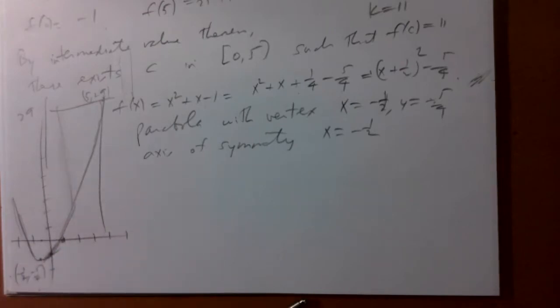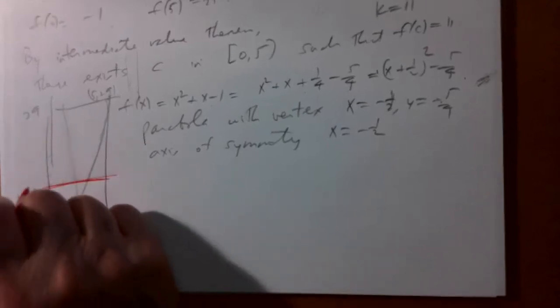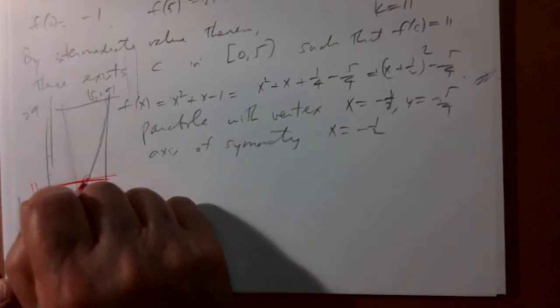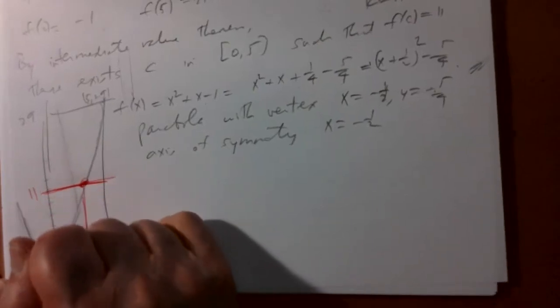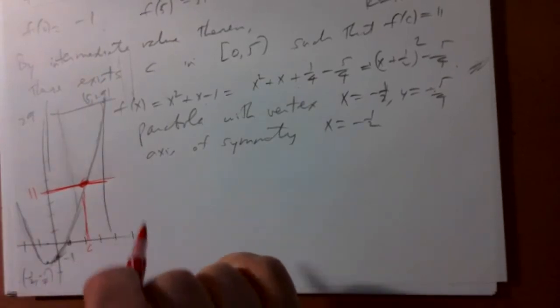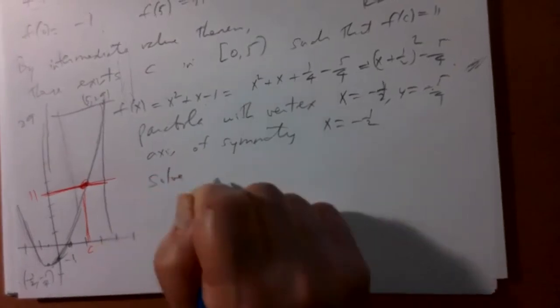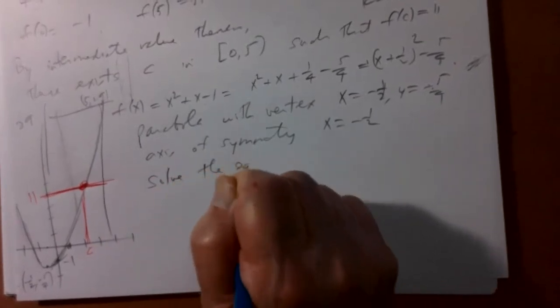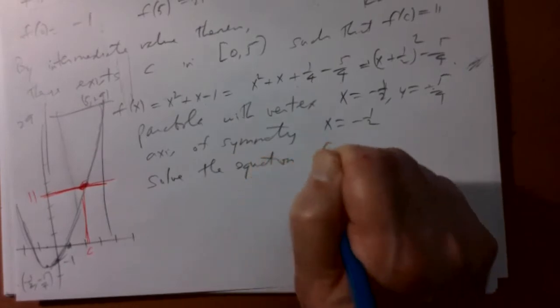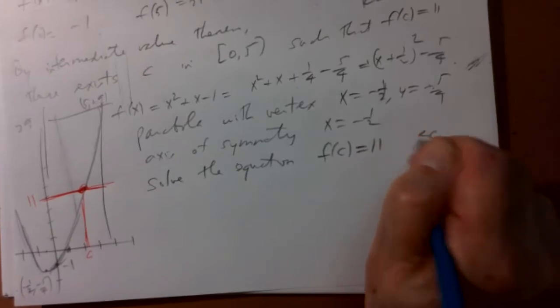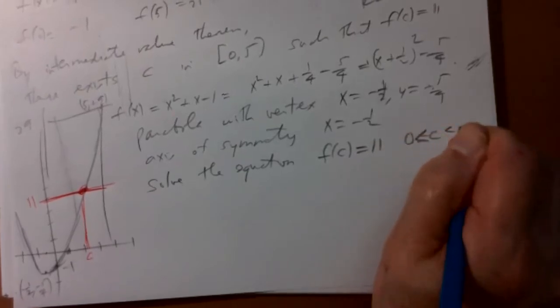And somewhere between minus 1 and 29, we have the horizontal line y equals 11. And there's some point c where f of c is equal to 11. So we have to find c. We have to solve the equation f of c equals 11 for c between 0 and 5.